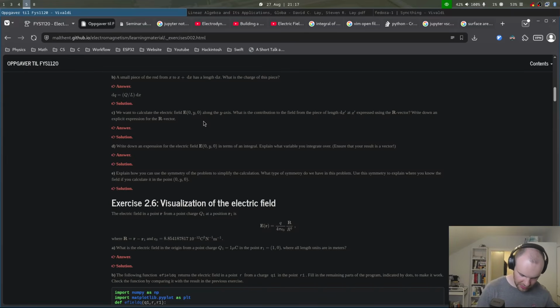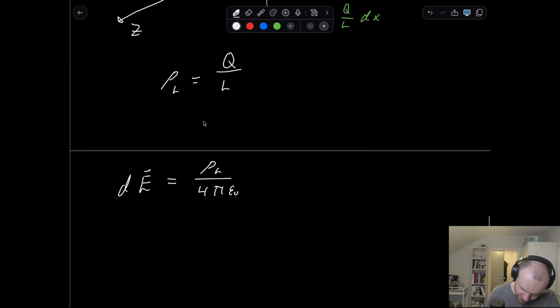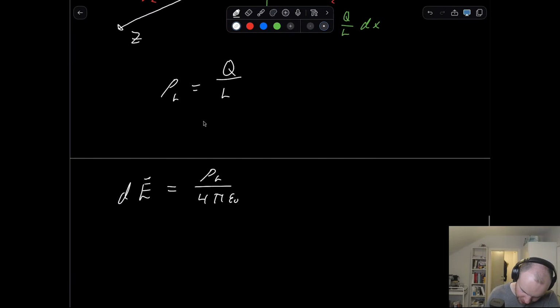That is what they're asking. So dE, right? dE is just, of course, that density, right? So rho L divided by 4 pi epsilon 0. And then we have our relative vector r, right? We have r cubed. That's also correct.